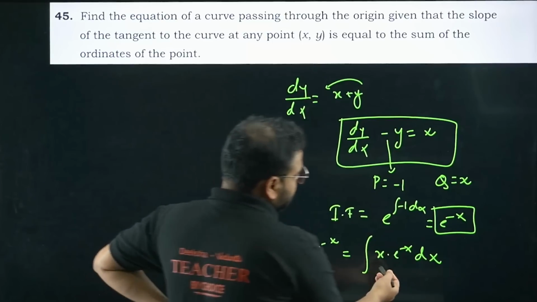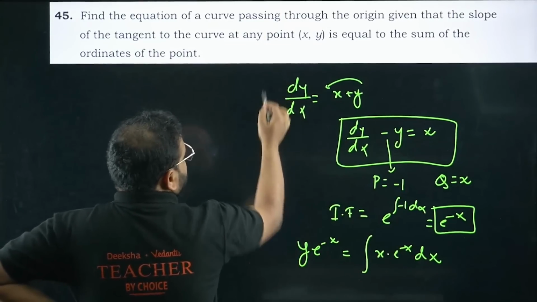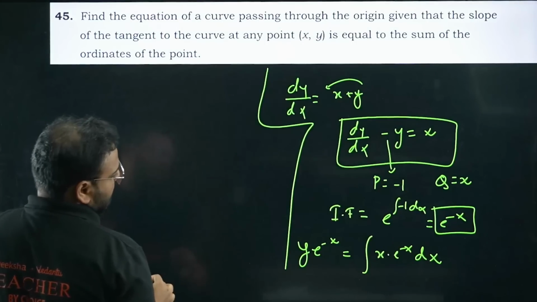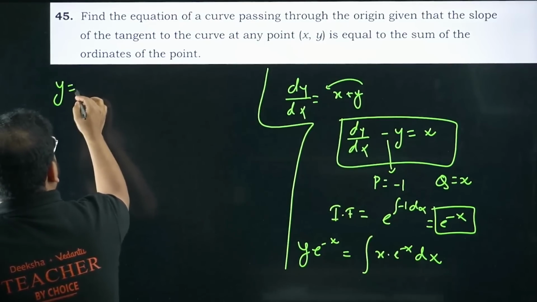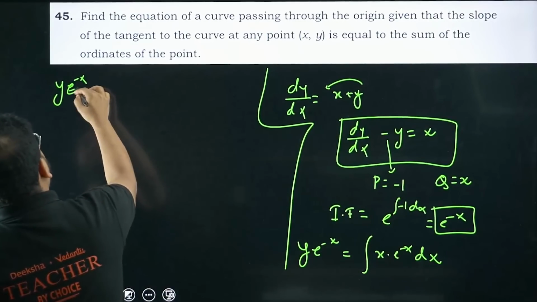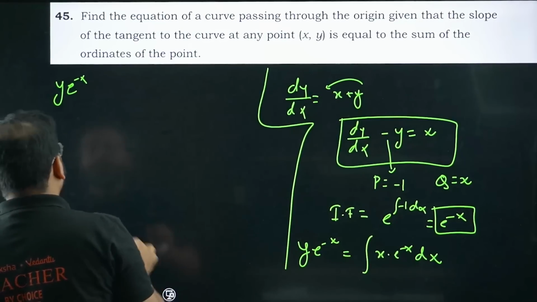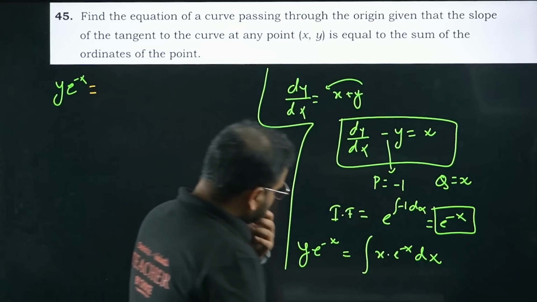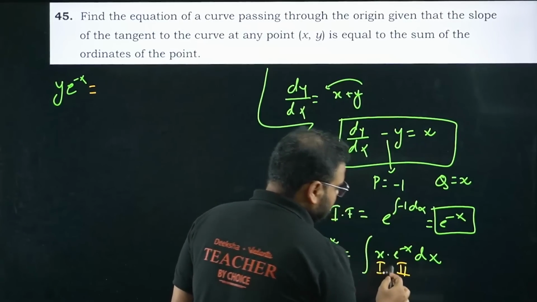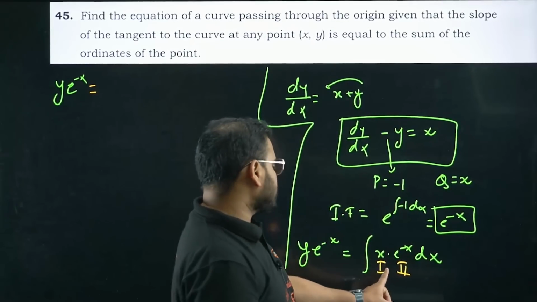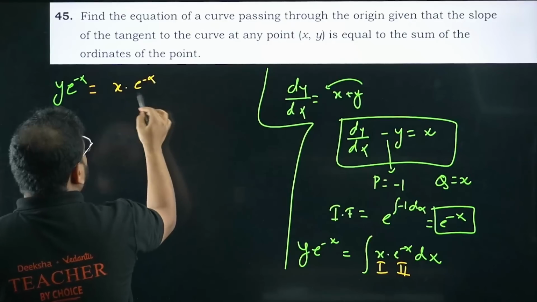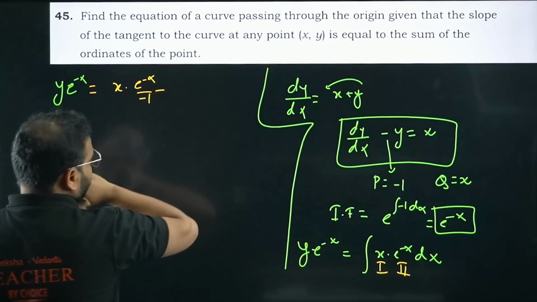We can solve this by parts. Let's apply this and solve. Y times of e power minus x on the left hand side equals to, I can take this as function number. E is the last function, last preference. This is first function, ILATE. A comes first, so keep function x as it is. Integrate e power minus x, you're going to get e power minus x upon -1. Minus sign will come again.